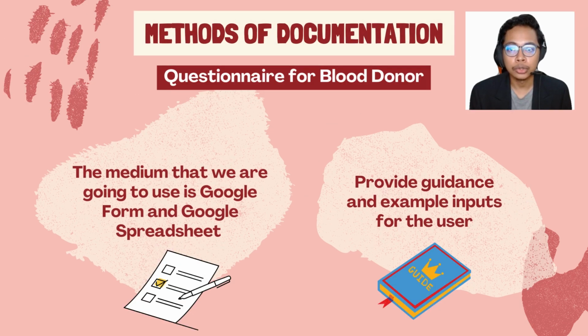Next, we are going to go through the methods of documentation for the blood donor. The method that we are going to use is a questionnaire with Google Form and Google Spreadsheet to collect their data. The Google Form should be relevant to the topic of discussion and provide guidance to the user for any specific inputs such as ID number, type of blood, chronic illness, and others. This is a crucial process as we do not want any false or inaccurate data to be included in our Google Spreadsheet, so that we can gather all the information with little to no mistakes.